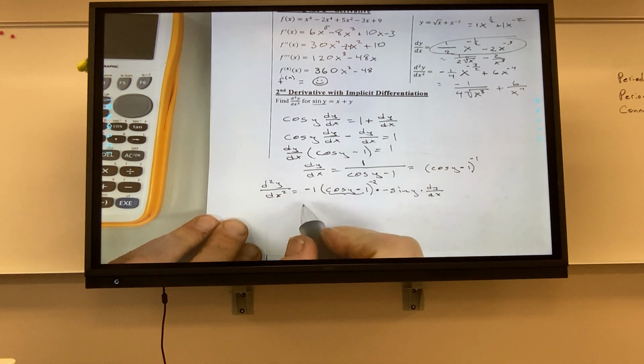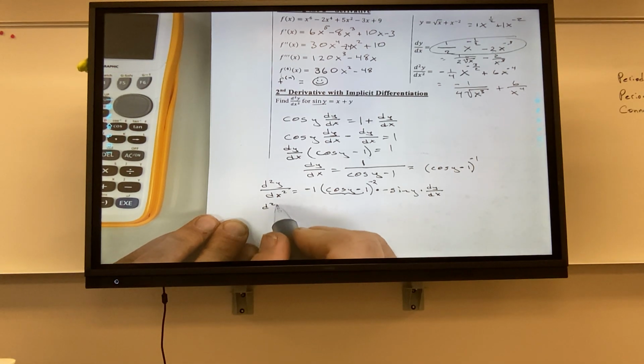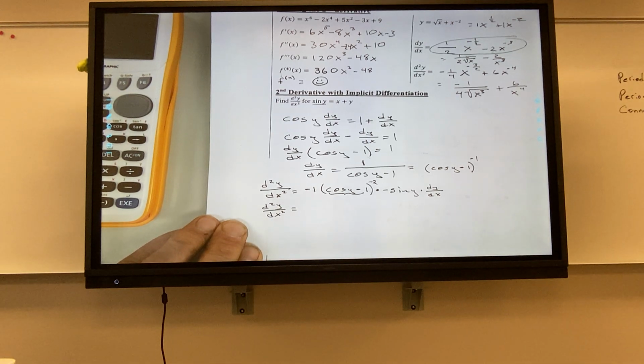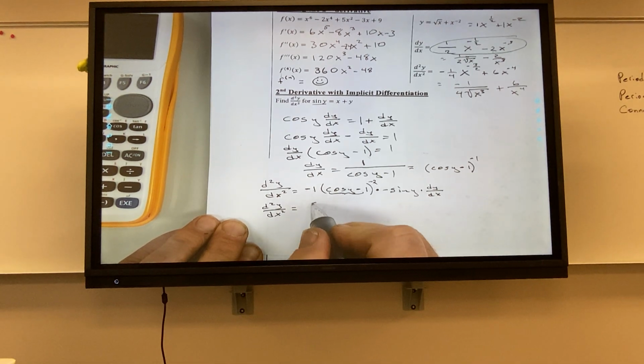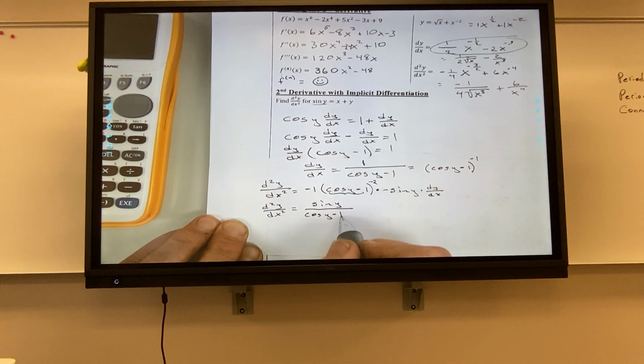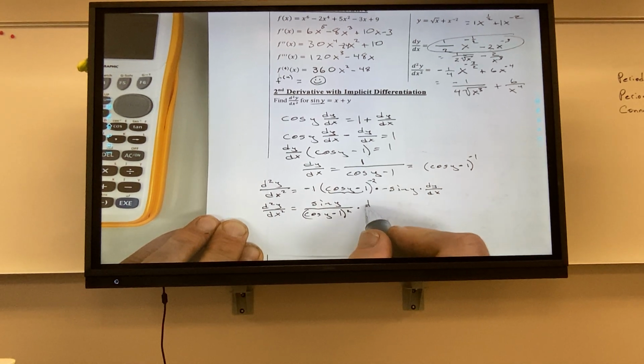Okay, so this -1 and this negative sign is going to mean that it's going to become positive. Would you agree with that? Okay, so I got the sine of y over the cosine of y minus 1 squared times dy over dx.